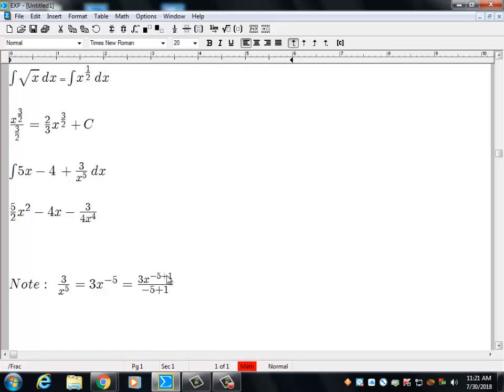All right. So this -5 plus 1 is -4. 3x to the -4 all over -4. We agree? Which gives us -3/4. The x to the -4 would go to the bottom.